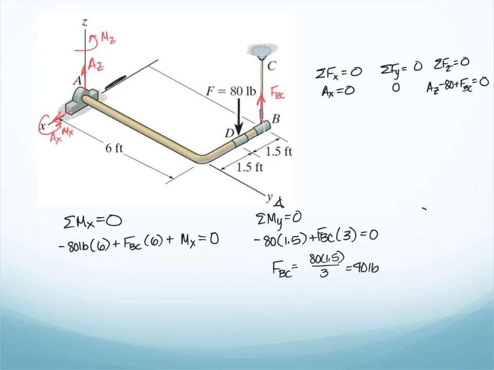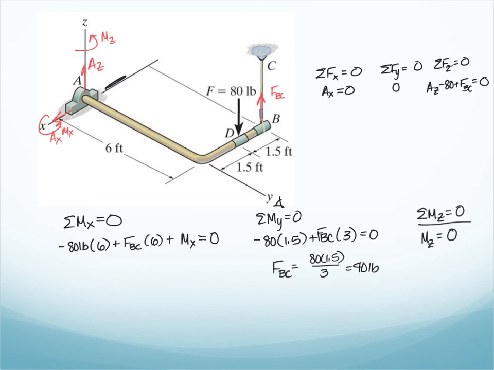And just for completion's sake, I want to look at the moments possible around the z-axis. I do have that support moment around the z-axis, which again was counterclockwise. But notice that the 80-pound force and the force in the cable can't cause any rotation about the z-axis, so I don't have any additional terms, and so that is 0.